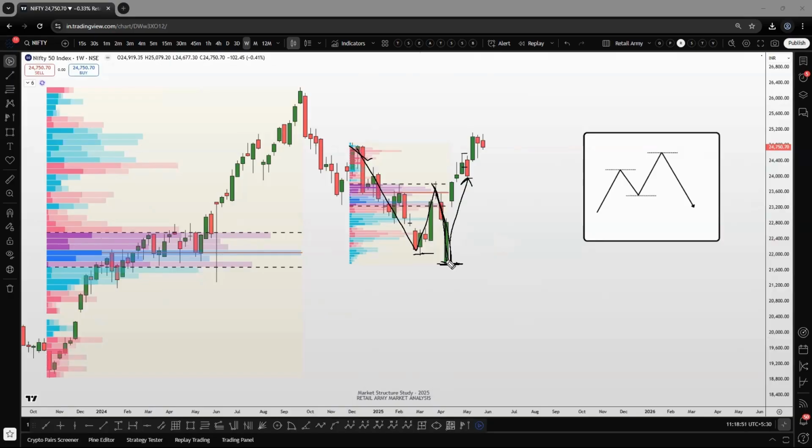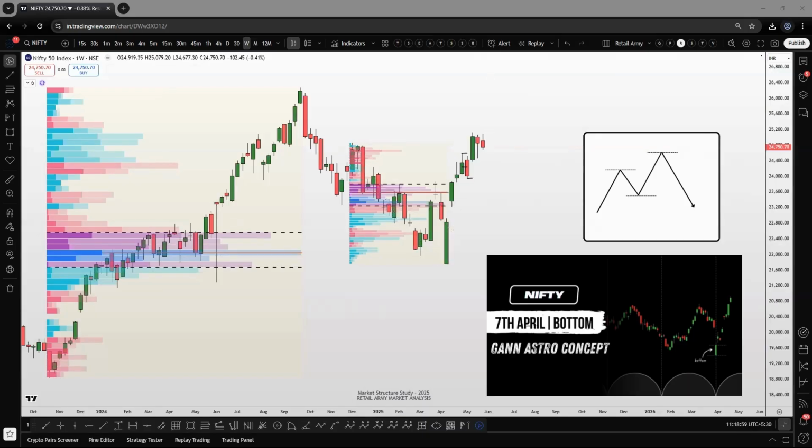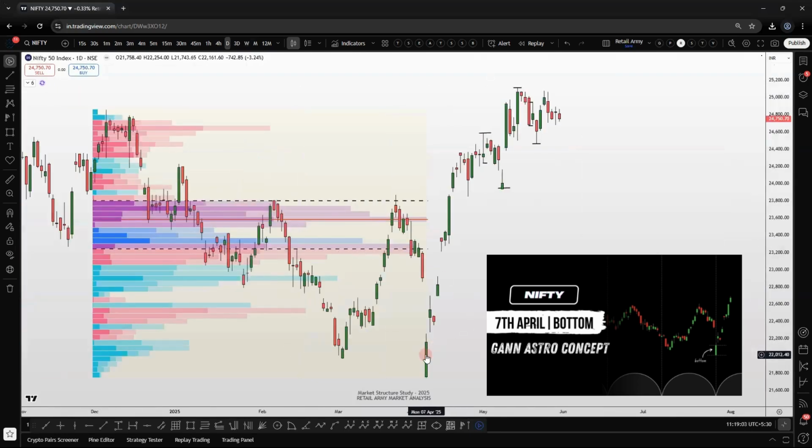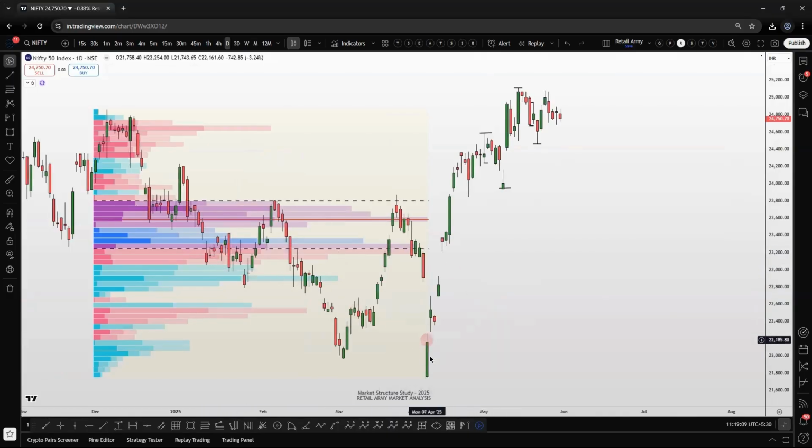Once you knew this was going to happen, I think I shared a cryptic message on Twitter at that time regarding this date of 7th of April. Those who were following me back then, I explained this date using a Gann astro concept in a different video. You can watch it later. But this date was already known to us long before it happened.